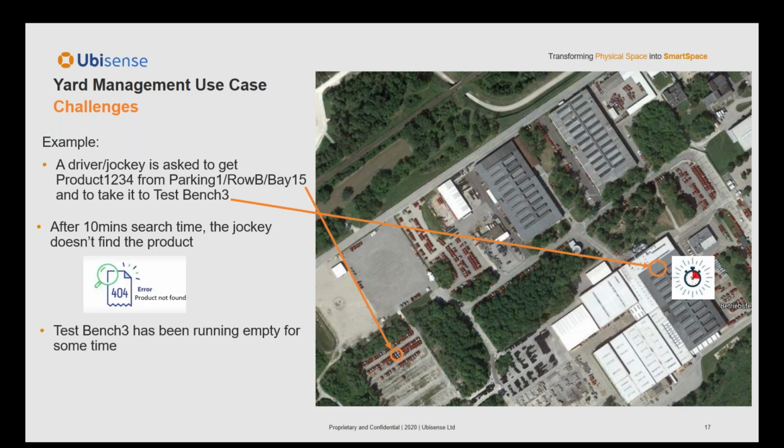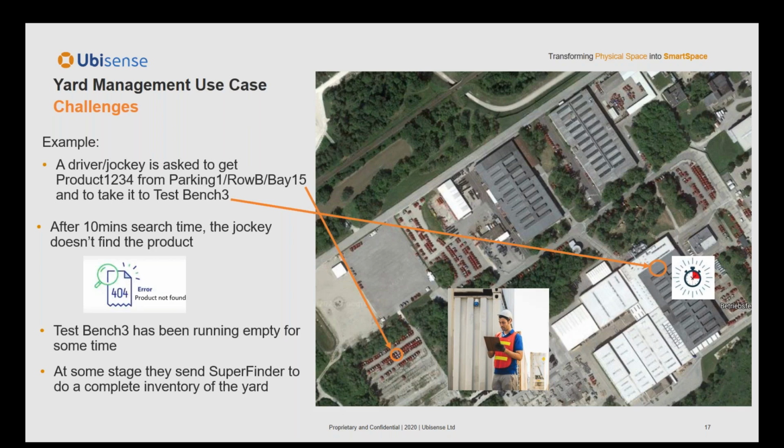Now, what happens when those drivers or jockeys don't find a lot of tractors at the end of the day? They will send a super finder that will do a complete inventory of the yard. I'm sure you've seen people like that in different companies. They wander around the yard. They usually have a notebook with a piece of paper, which is the layout of the plant with all the different parking bays, and they need to manually fill in which product is in which parking bay. They do a complete inventory, and that takes time and money.